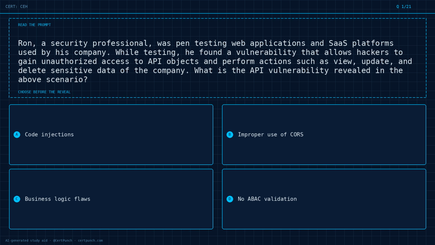Option A, code injections. Option B, improper use of CORS. Option C, business logic flaws. Option D, no ABAC validation. Choose the best answer before the reveal. Commit to it now.